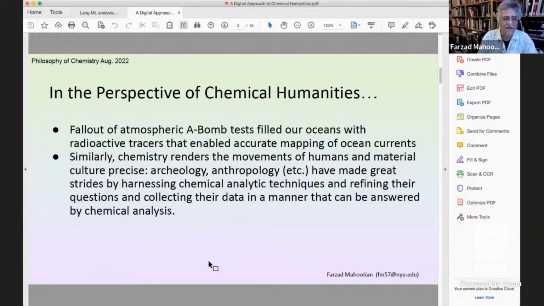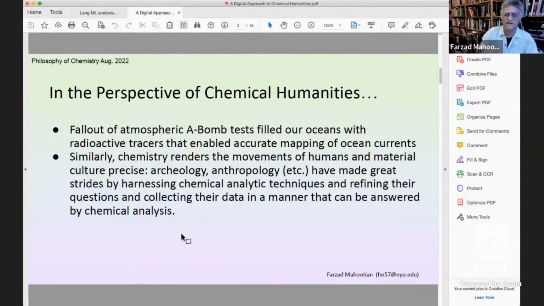Still chemistry. Okay, so here are some more specific examples that you can look at from a perspective of chemical humanities. After those atmospheric tests, there was a lot of fallout. But then it turns out that you could treat the radioactive material as tracers and really make the most accurate and precise mapping of ocean currents that we'd ever had, which we did not have before that. And so there's a lot mixed up in that usage of radioactivity there. As you probably know, the ocean currents are huge in determining climate change and being able to track and monitor that.